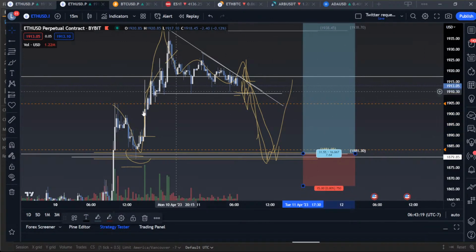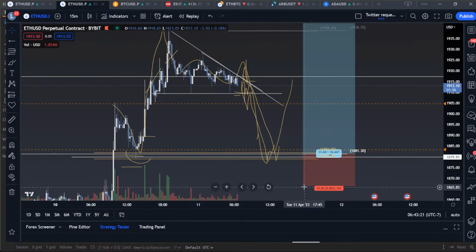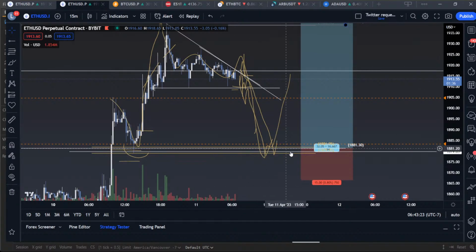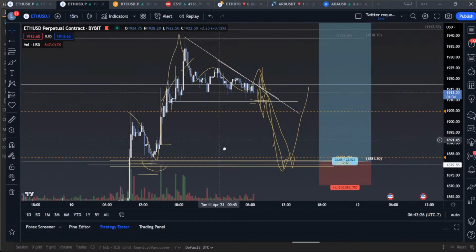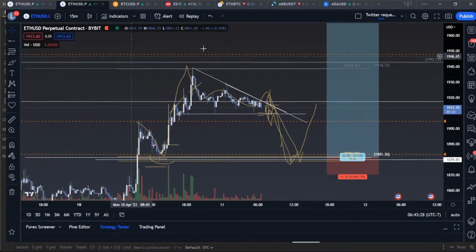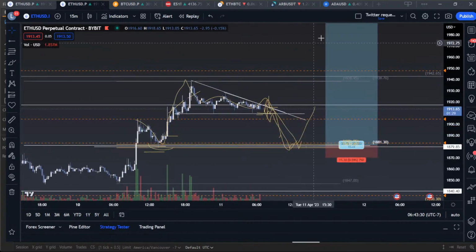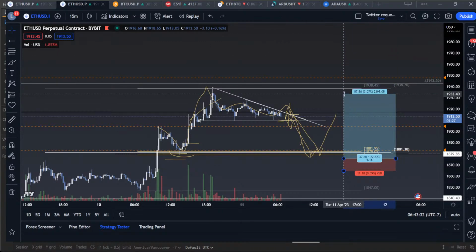I think this would be an interesting place to look for a long on ETH. Around this 1881 level, sweeping this low, waiting for the sweep and a reaction, and you just long it with tight invalidation. Can even look to TP1 up into these highs that we're consolidating at. There's still a 5R.